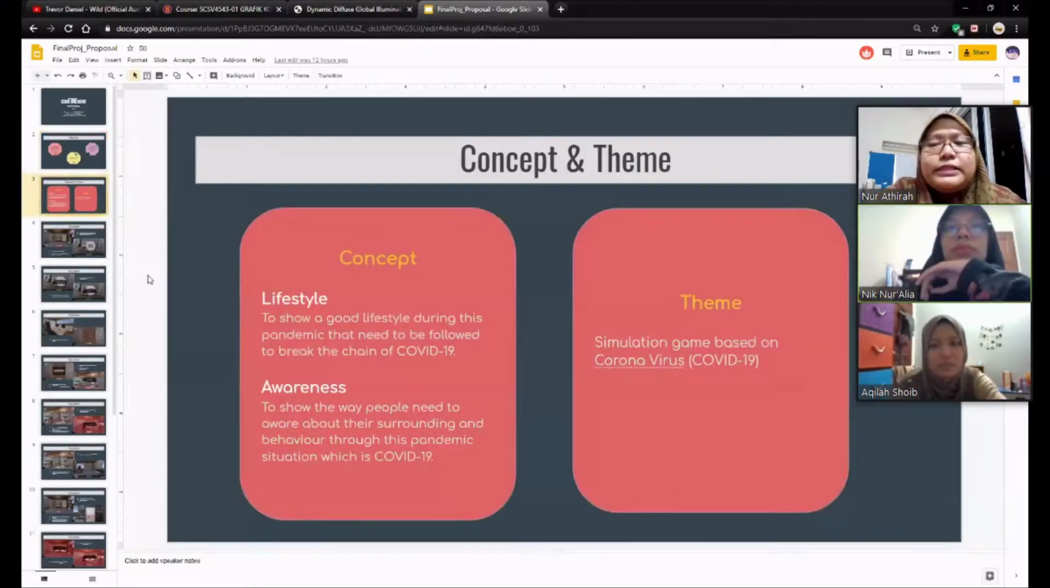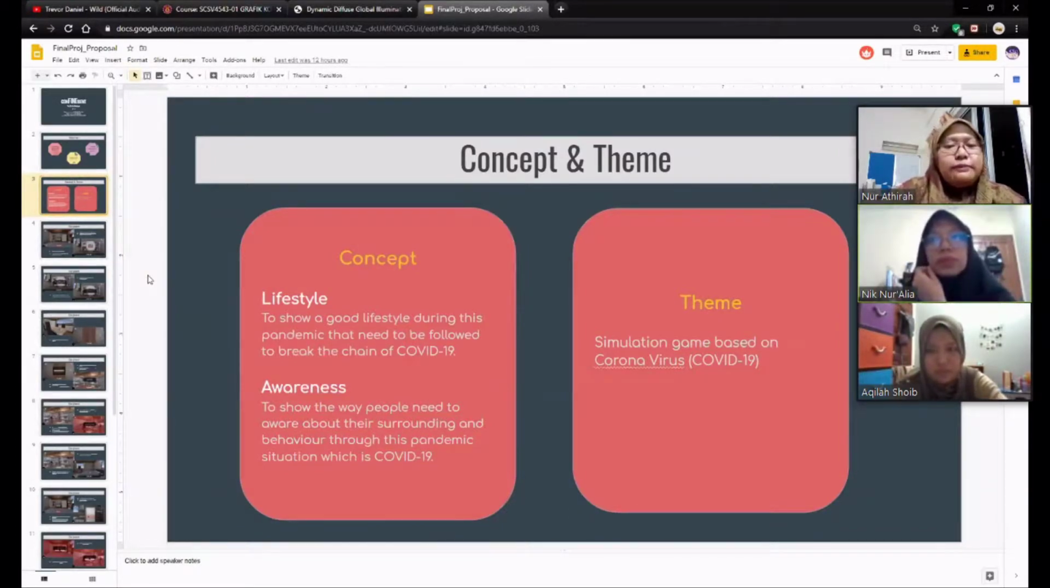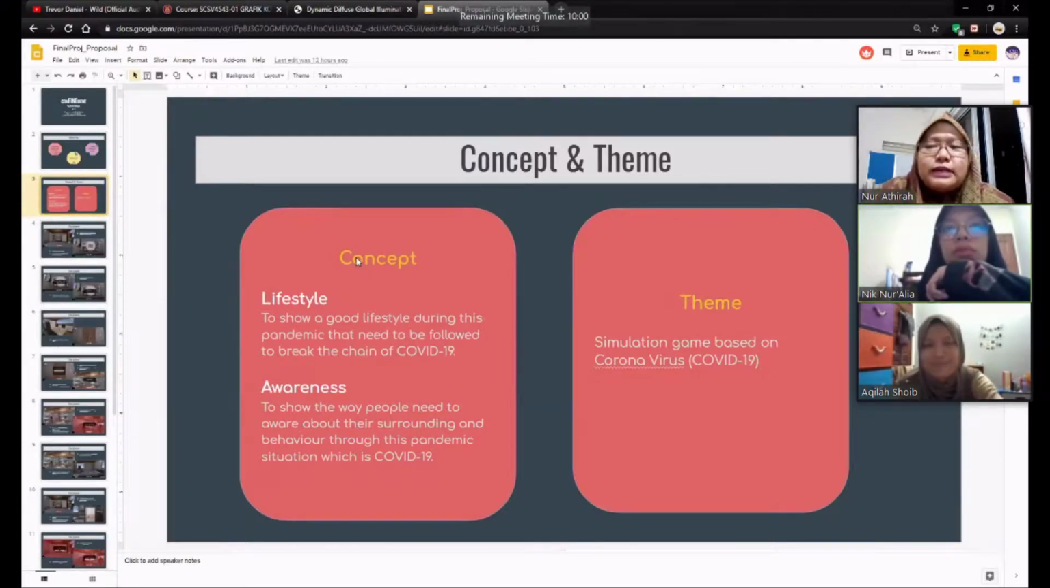So for the next slide is concept and theme. For concept, kami ada 2 iaitu lifestyle dan awareness. Untuk lifestyle, to show a good lifestyle during this pandemic that need to be followed to break the chain of COVID-19. And untuk awareness, to show the way people need to be aware about their surrounding and behavior through this pandemic situation which is COVID-19. So untuk theme iaitu simulation game based on coronavirus iaitu COVID-19. Dan untuk storyboard saya akan serahkan kepada Nik Nur Alia Sam.